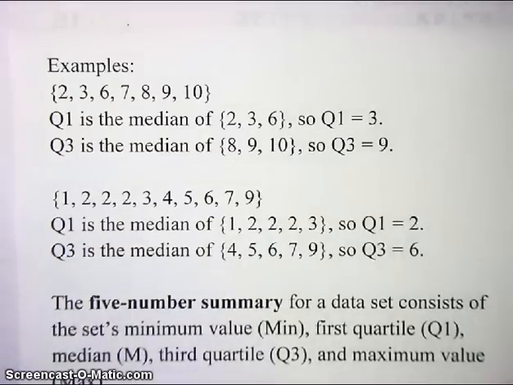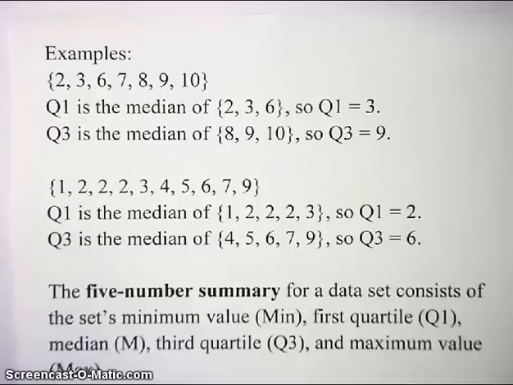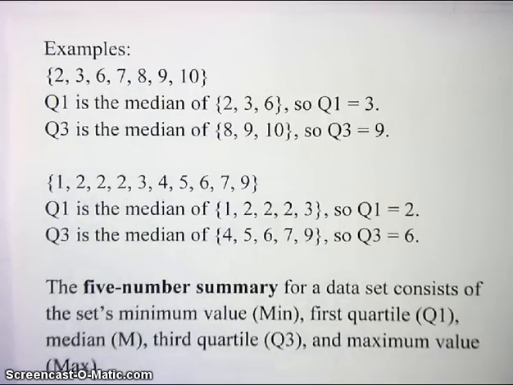Now you can generate what they call a 5-number summary from an ordered list like this. It just consists of the set's minimum value, its first quartile, its median, its third quartile, and its maximum value. And it gives a nice, neat, compact way of summarizing the information that's in a quantitative data set.